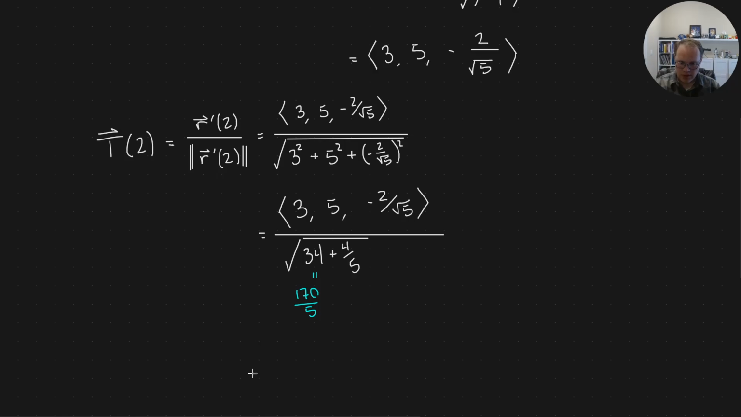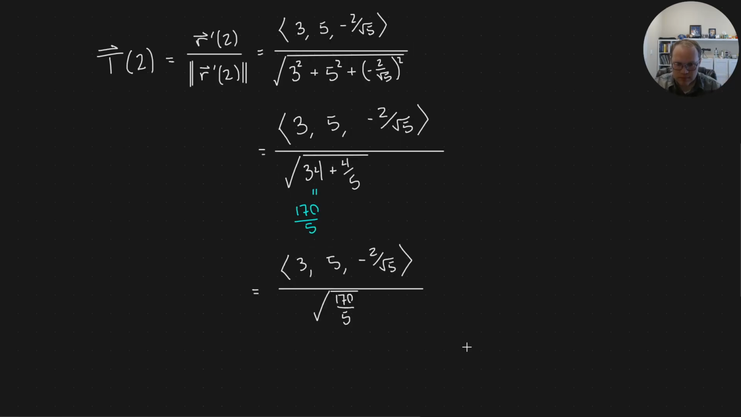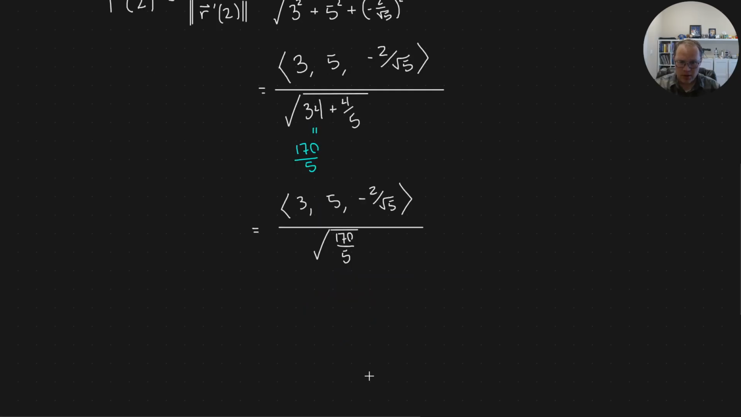Give myself a little more room here. 3, 5, negative 2 over root 5, over square root of 170 over 5. I'm dividing by a fraction. It's a fraction under a square root, but it's still a fraction. When I'm dividing by a fraction, I can multiply by the reciprocal. And so this becomes square root of 5 over 170 times the vector 3, 5, negative 2 over root 5. And now I'm going to scalar multiply it through.